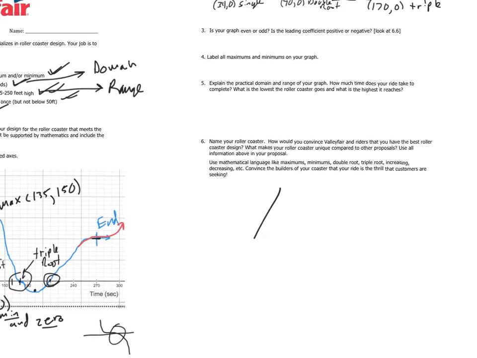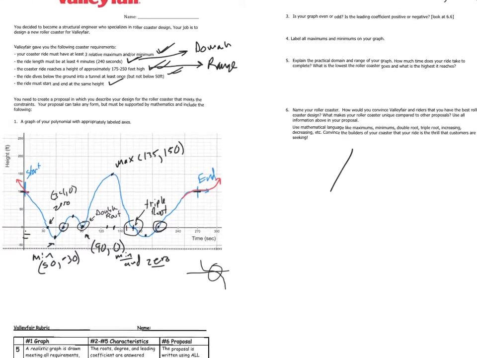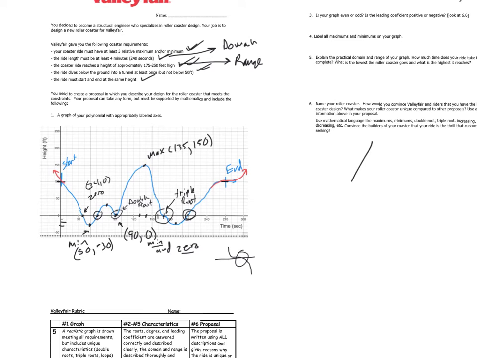Label the maximums and minimums on your graph, and then you probably should list them here also, but label them on the graph. There's another minimum, there's another minimum, and there's a maximum. Here's a maximum, so you'd list all those on the graph.